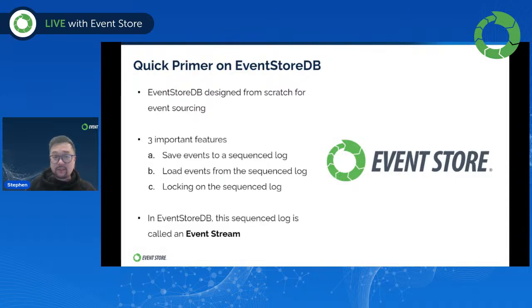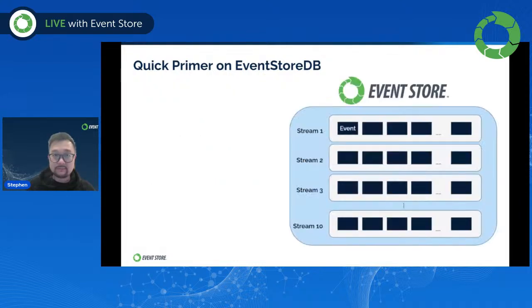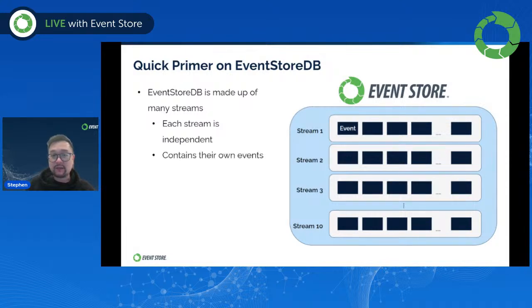In Event Store DB, this sequence log is called an event stream. Event Store DB is made up of many streams where events can be appended to. And each stream is independent from each other and contains their own events, much like how a table contains its own records that are independent from other tables.